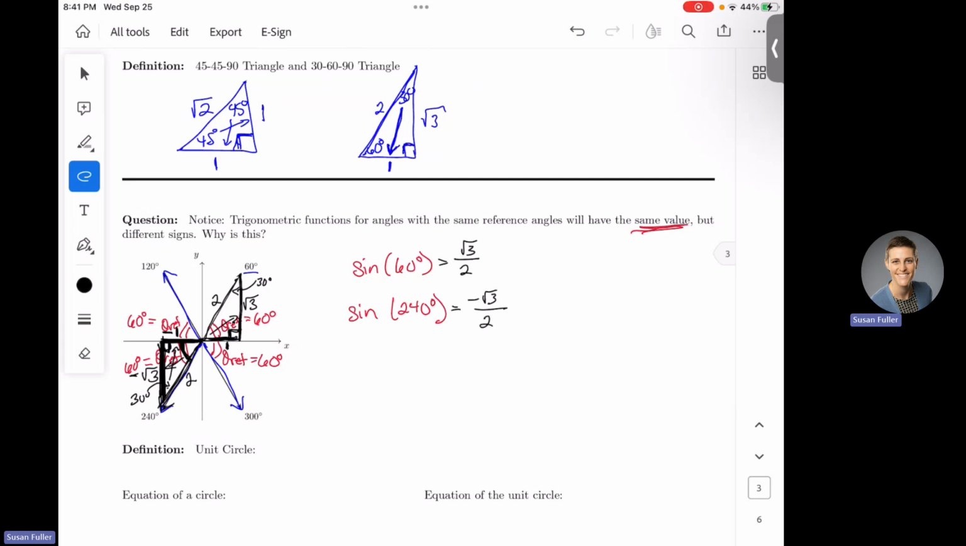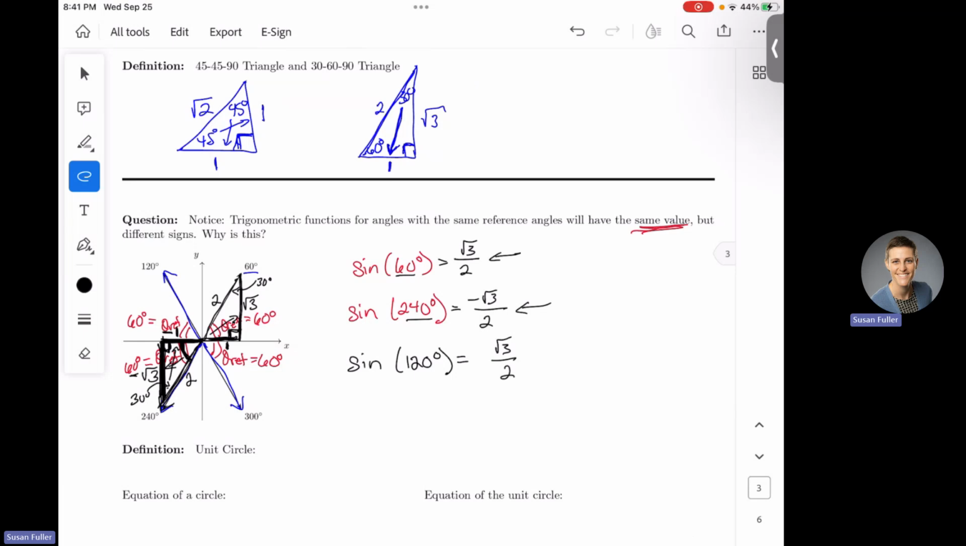Notice both 60 degrees and 240 degrees had the same reference angle of 60 degrees. And notice their sine values have the same value, but one's positive and one's negative. If you wanted to go through and find the sine values for 120 degrees and 300 degrees, you would find that they are all the square root of 3 over 2. But in quadrant 2, the sine of 120 degrees, I know the value is going to be the square root of 3 over 2 because it has the same reference angle as both 60 and 240 degrees.